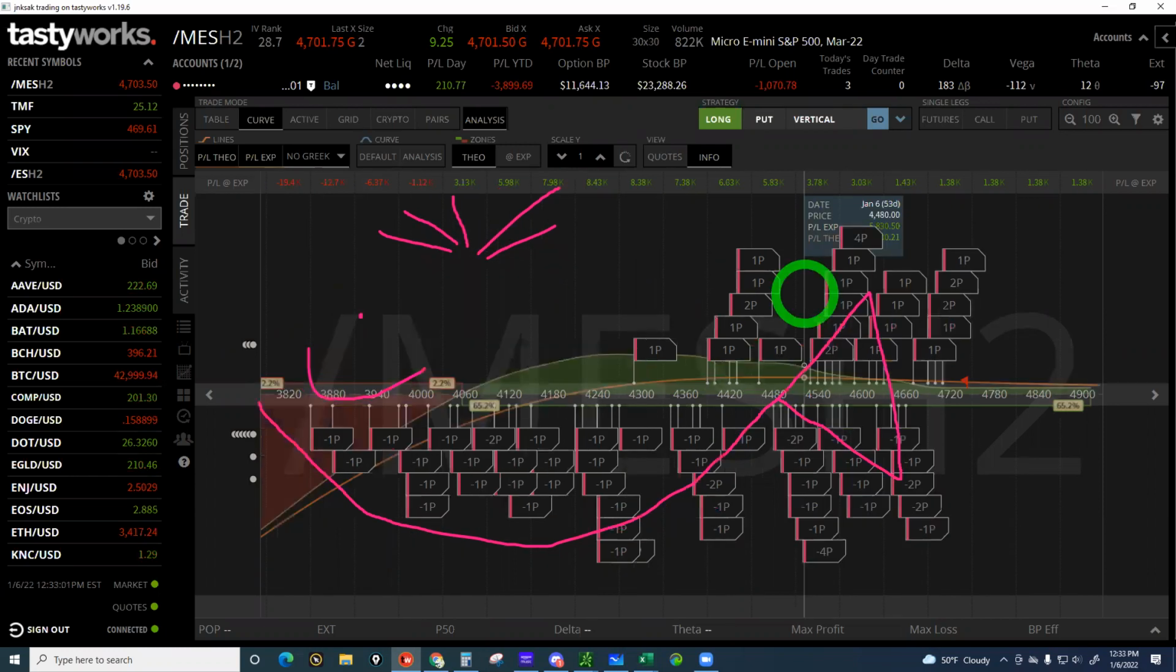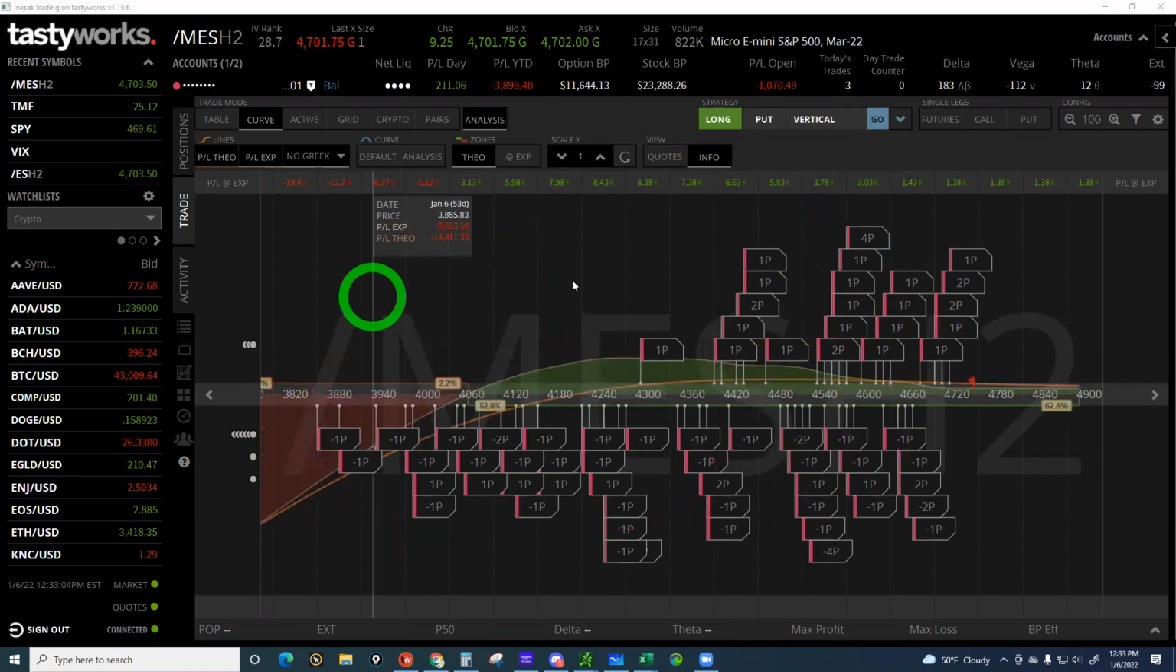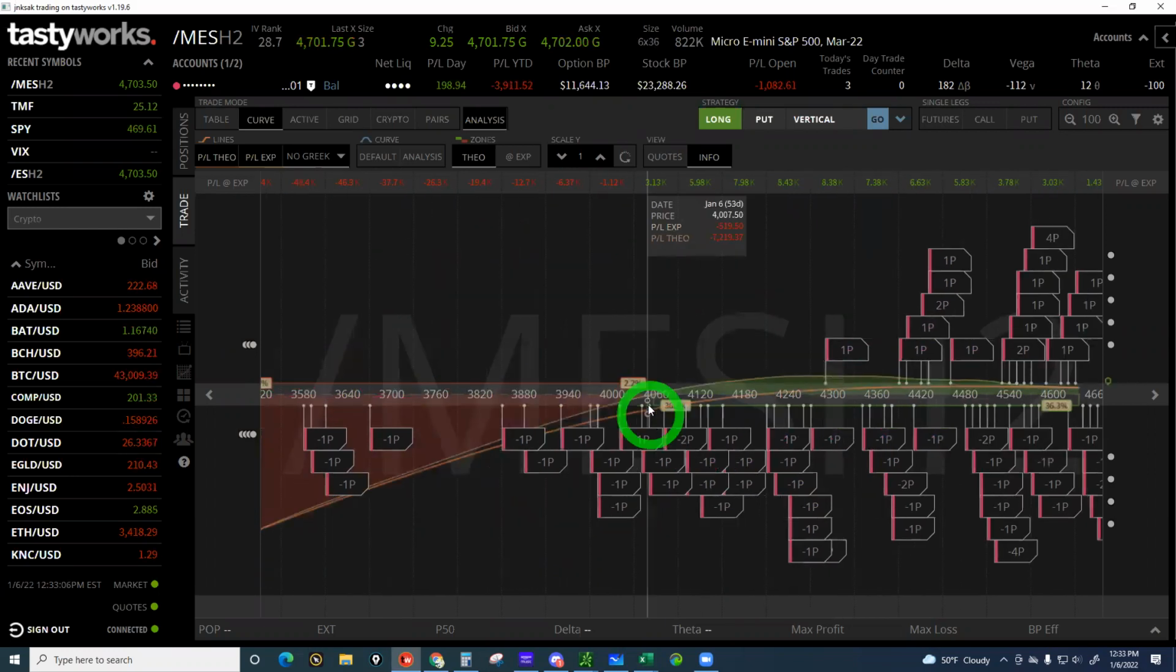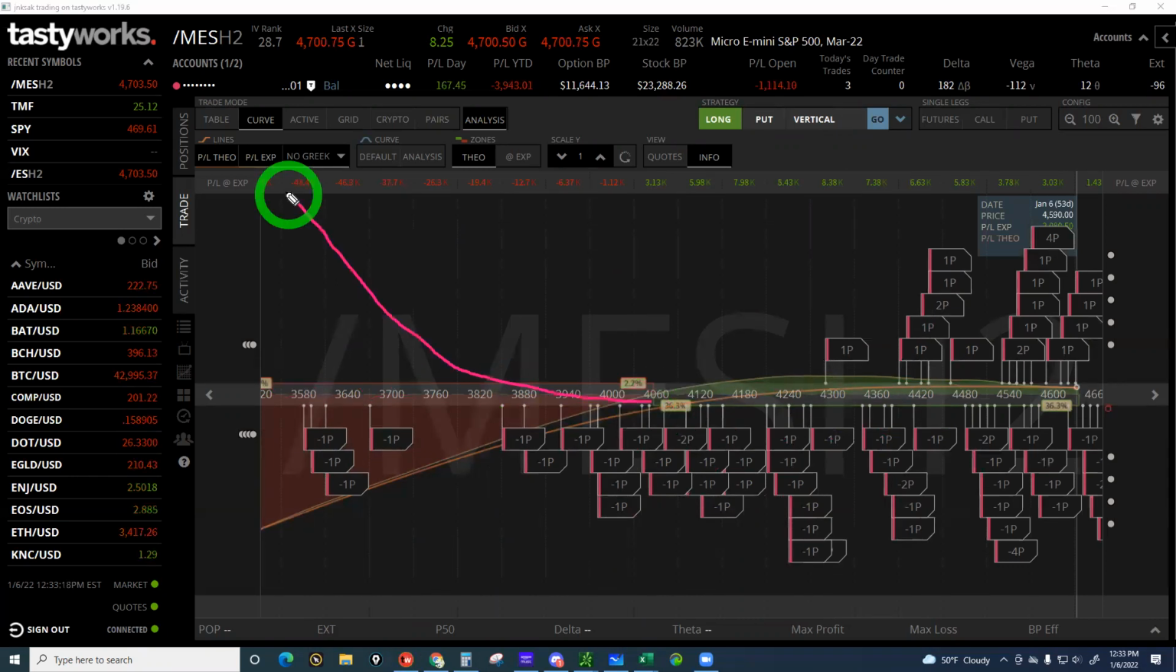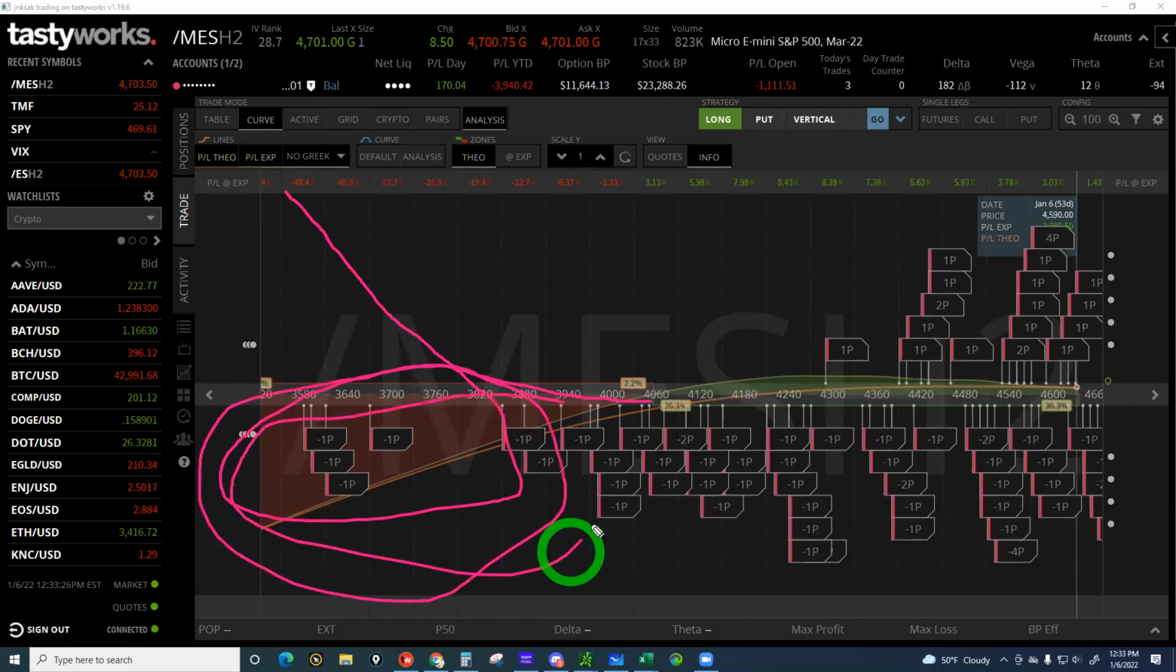Now, here's the deal. We've talked about this before: what if the market were to go all the way down here to 4,060? It's a long way down, y'all, when we're at 4701 right now. Well, that's when we have the Black Swan hedge. The Black Swan hedge theoretically would pick up on the increased volatility and offset losses that we would have on these particular trades.